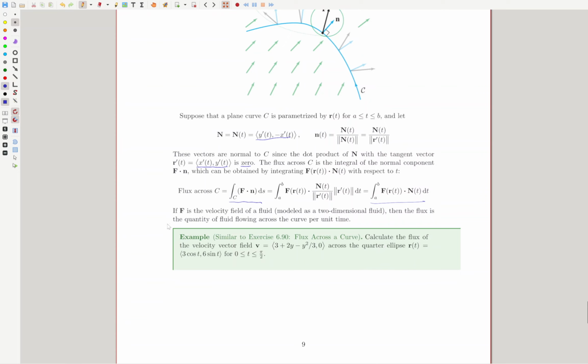And this is a specific physical version of what I'm saying here about these fluxes. If the vector field F was measuring the velocity of the fluid, so a bunch of velocity vectors, then the flux is the amount of fluid that flows across the curve per unit time.